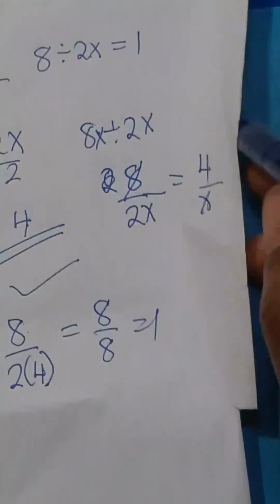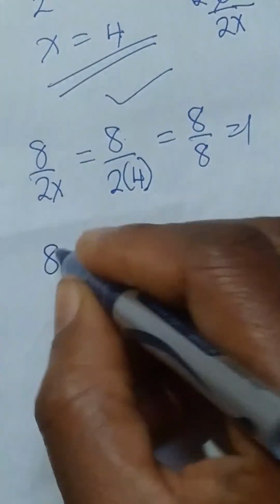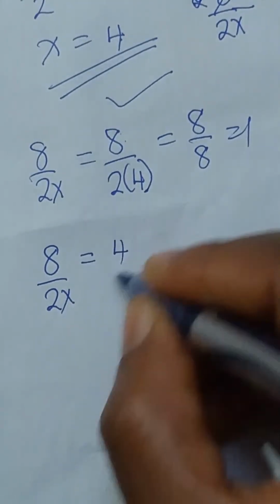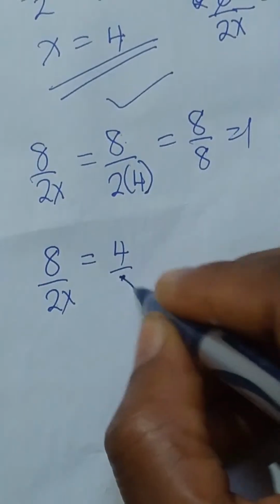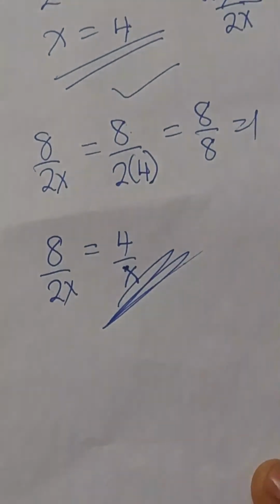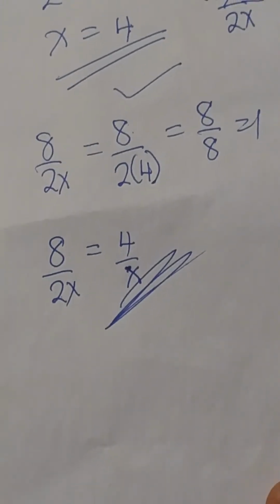You understand? Let me write it here. We have here now 8 over 2x. If we divide by 2, we'll get 4. If we divide here by 2, we'll get x. You can't divide this further because 4 cannot divide x. All right. So this is algebra.